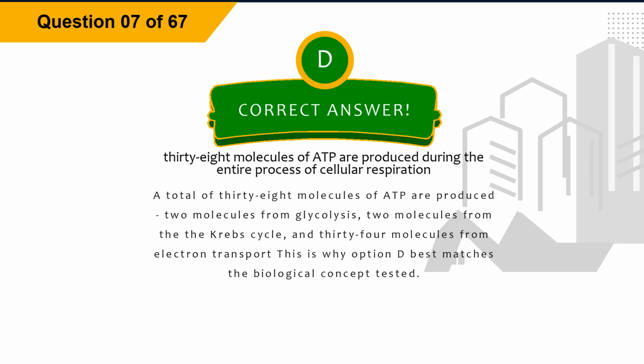The correct answer is option D, 38 molecules of ATP are produced during the entire process of cellular respiration. Explanation. A total of 38 molecules of ATP are produced, 2 molecules from glycolysis, 2 molecules from the Krebs cycle, and 34 molecules from electron transport. This is why option D best matches the biological concept tested.